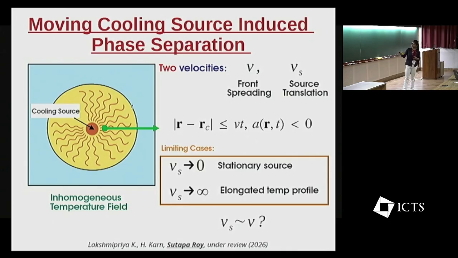Okay. So just to mention, in the limiting case, when Vs is tending to 0, you are expected to get the results for the spinodal decomposition that one observes for stationary sources, and vice versa. And the most interesting part is when Vs and V both have finite values and they are comparable.